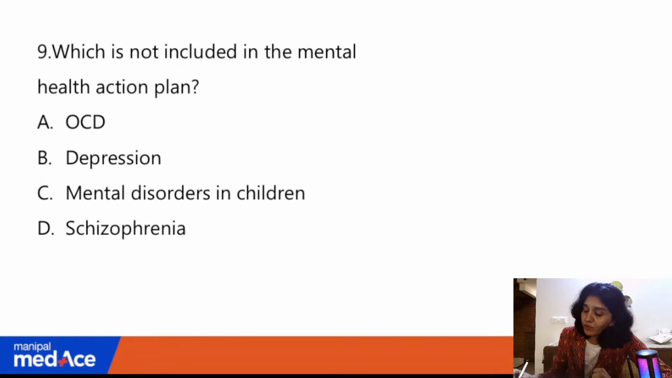All right. Moving on to the other options, mental disorders in children and schizophrenia. So what are the disorders which have a major burden, right? So it is schizophrenia, depression, and mental disorders in children, right? So your safest option would be OCD.